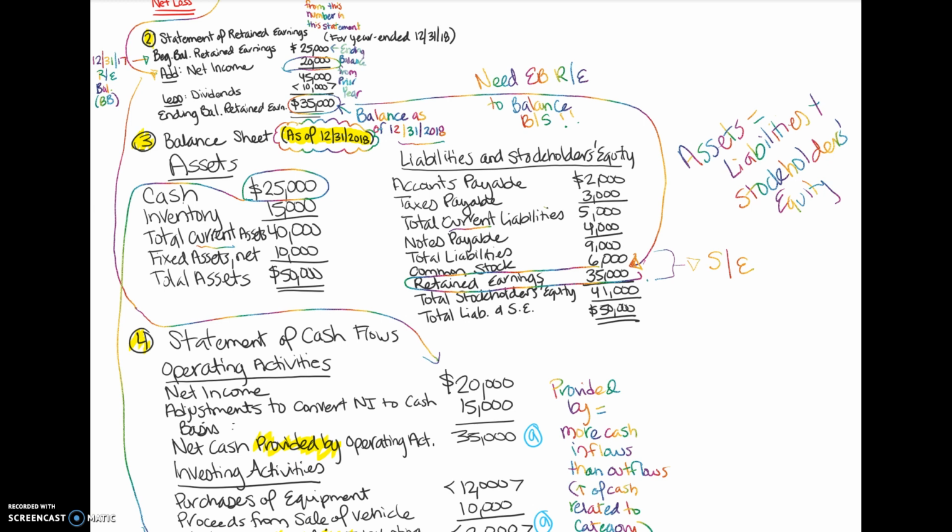If your balance sheet is not balancing, so notice here that 50,000 total liabilities and stockholders' equity equals total assets of 50,000. If your balance sheet is not balancing, more than likely you probably are using the wrong retained earnings balance. So double check that you're using the ending balance of retained earnings from the statement of retained earnings.